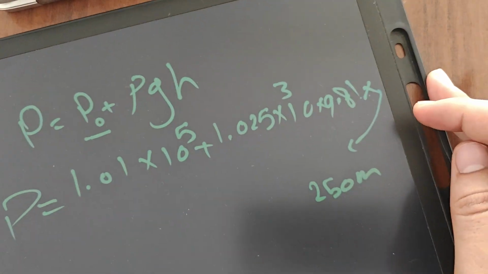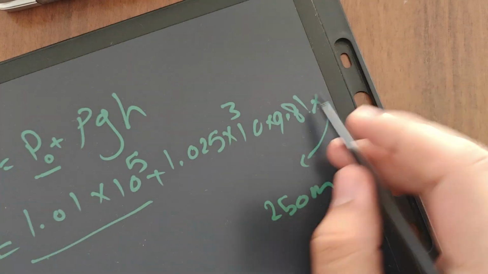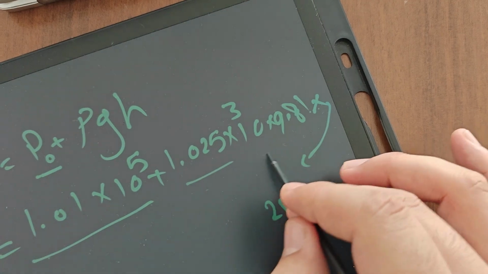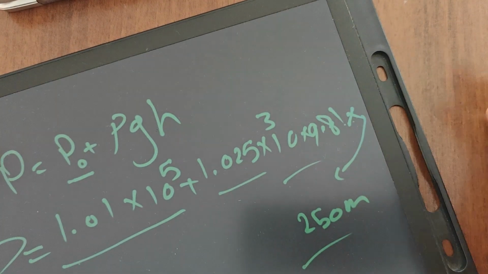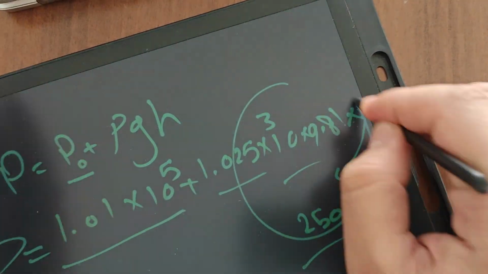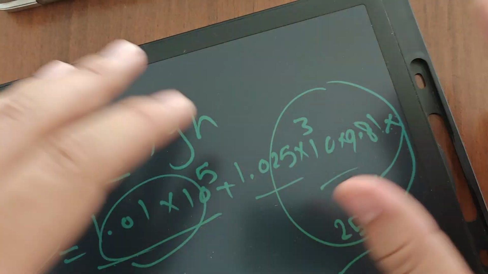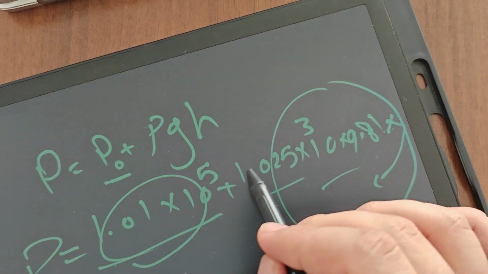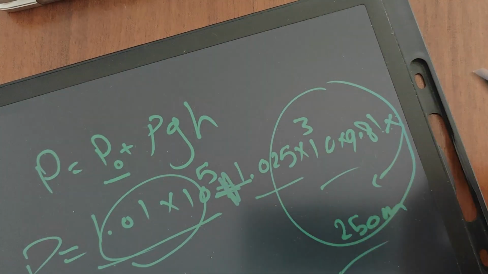So only apply the rule, easy. We have the atmospheric pressure and we have the density, g and h. First multiply this side, and on the other side do the same thing, multiply. At the end, don't forget to add the results.